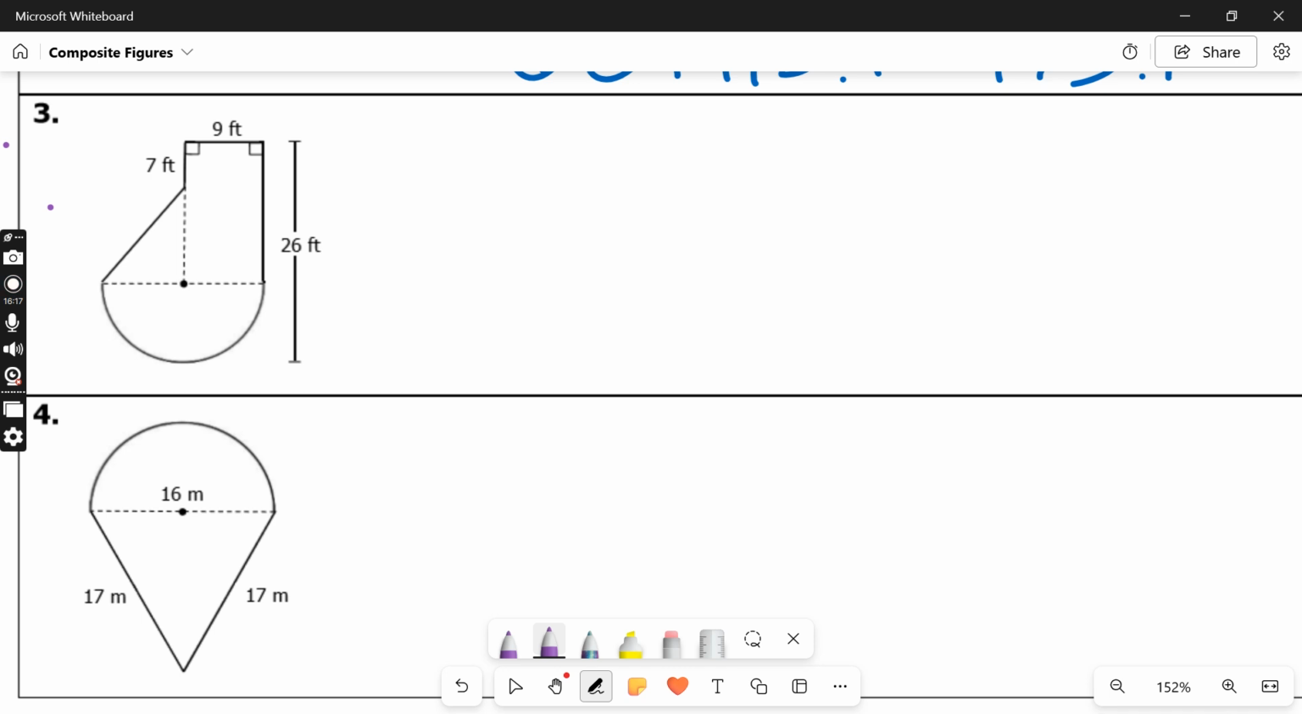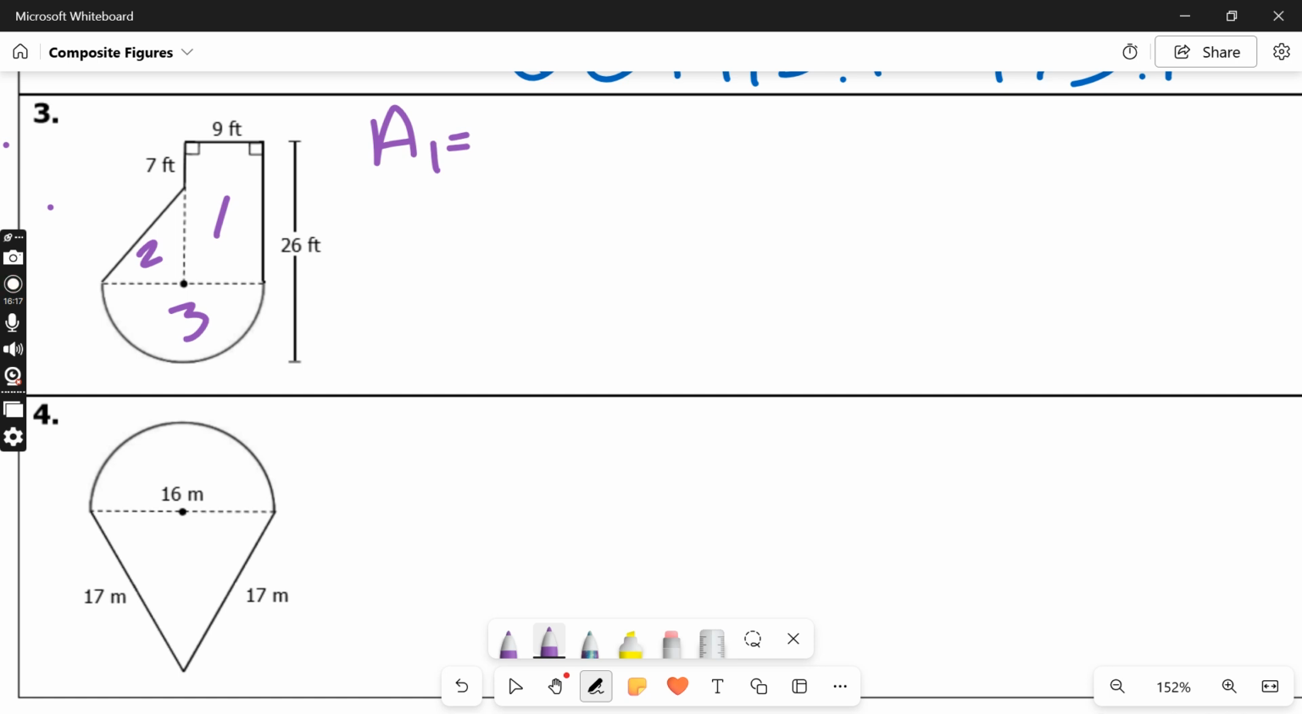And it looks like half of a circle. Okay, so I'm gonna do rectangle, triangle, and then this half circle. So I'm gonna start with the rectangle. So I'm gonna find the area of this rectangle first. I guess it doesn't matter which one you find first, but that's the one we're going to look at.